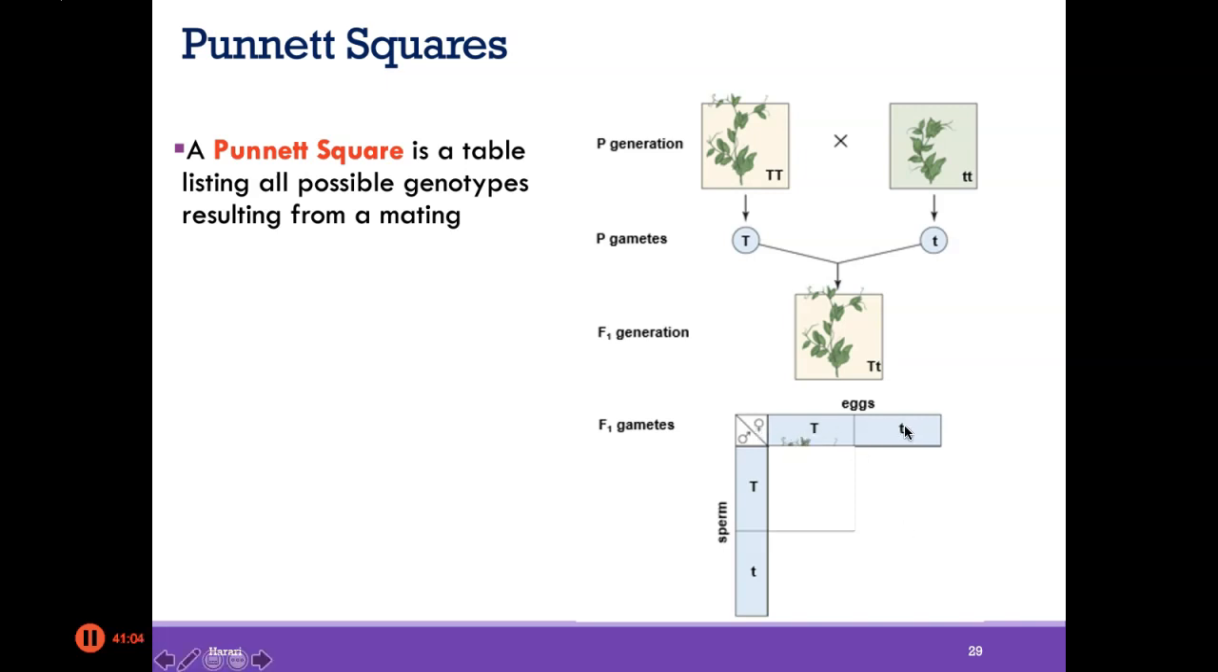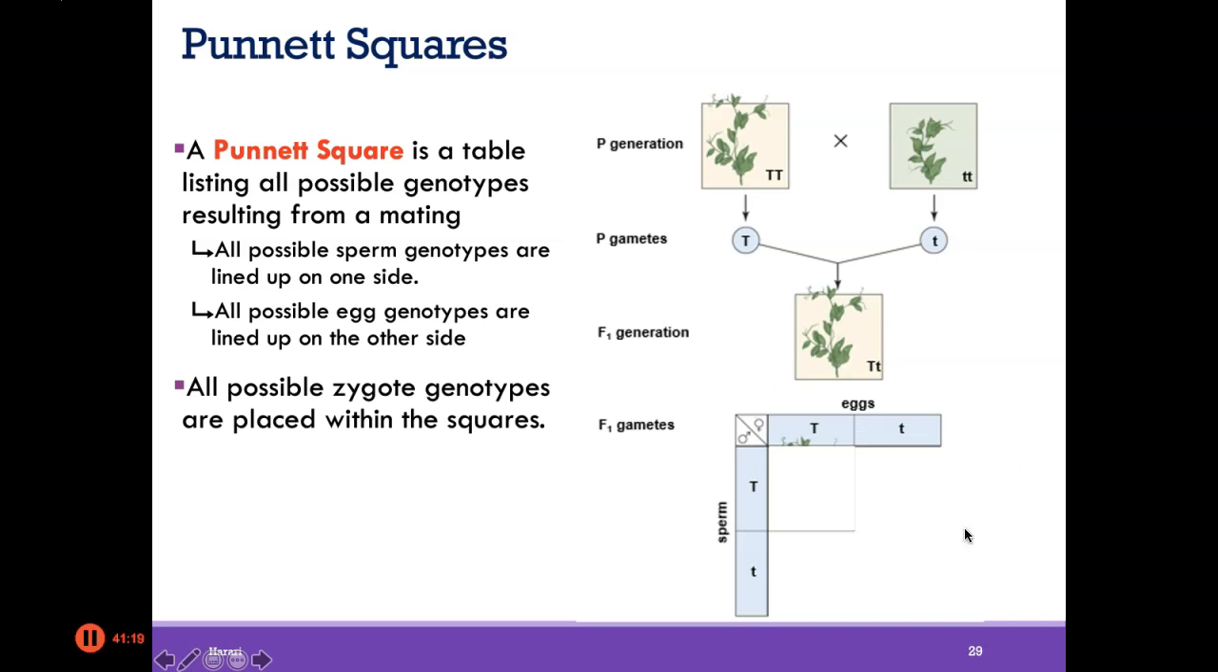So you put the two gametes of one individual on top, you put the two gametes of the other individual on the side, and then you fill in the boxes. All possible sperm genotypes on one side, all possible eggs on the other, and all possible zygote genotypes are placed within the square. So here, if a big T sperm manages to fertilize a big T egg, you would get a big T homozygous dominant tall plant.